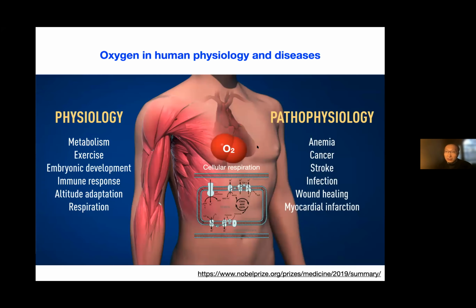Everybody knows that oxygen is very important for our life. The most important physiological function of oxygen is to generate ATP in the mitochondria, which drives many important physiological processes, for example, metabolism, exercise, immune response, and respiration. In addition to its physiological function, oxygen is also associated with many human diseases, including anemia, cancer, stroke, wound healing, and heart disease. So today my talk will mainly focus on cancer.